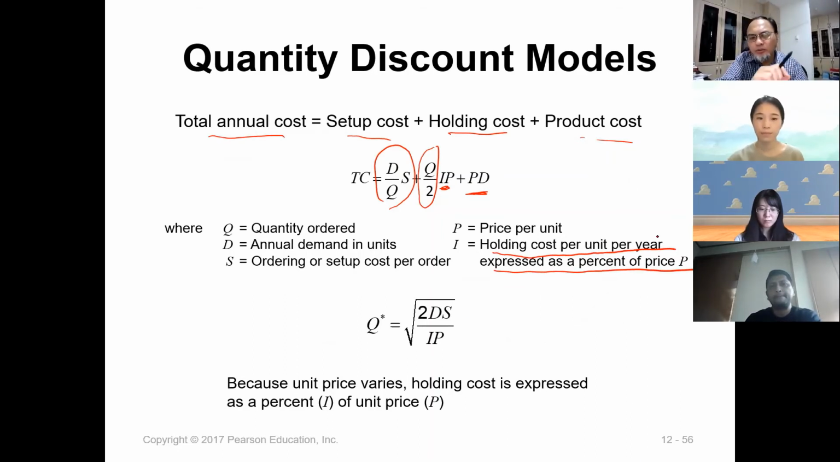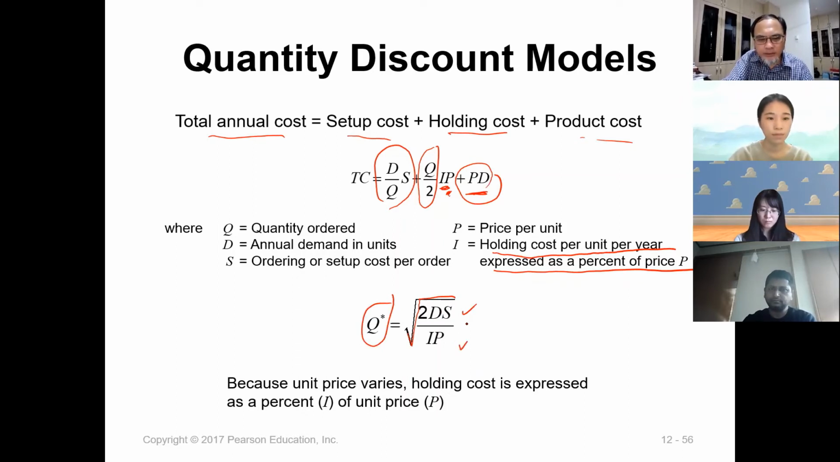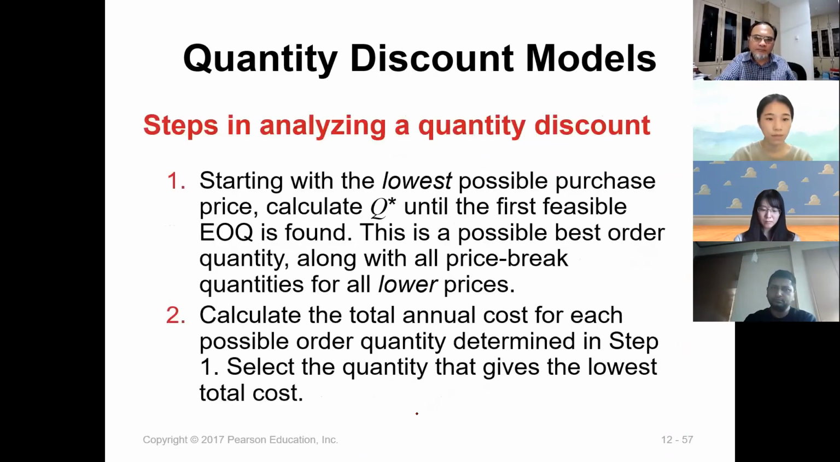It is no longer just one number; it is IP, the holding cost per unit per year as a percentage of price, multiplied by the price. P is price, plus price times demand. If you solve this, you will get Q star to be the square root of 2DS divided by IP, where I is a percentage and P is the price. So we look at an example.